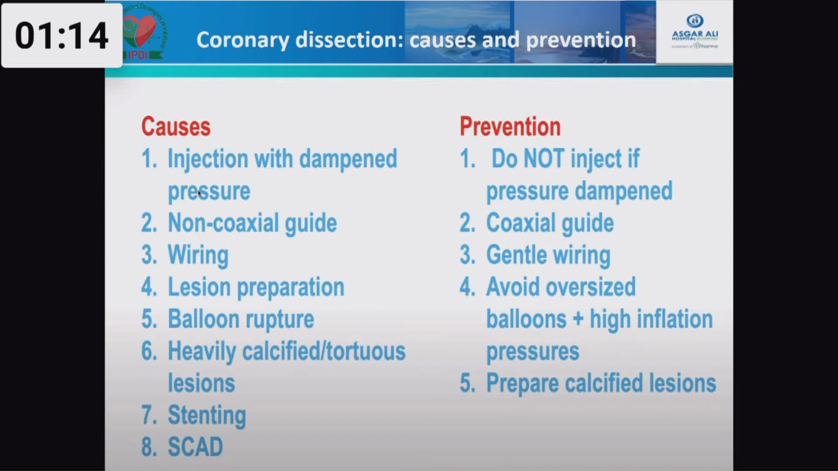So what could be the causes of coronary dissection? Injection with dampened pressure. Be careful. Don't inject if pressure is dampened because of two issues. One is non-coaxial alignment of the catheter. Another is ostial lesions that might be a catastrophe in your cath labs, and this may lead to a major dissection as well. And there are a lot of etiologies of dissections, as you know, and a very rare one is spontaneous coronary dissection.